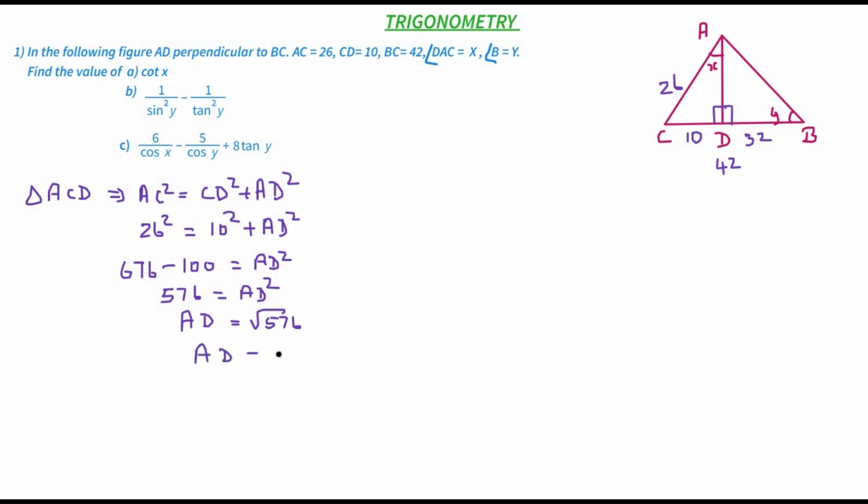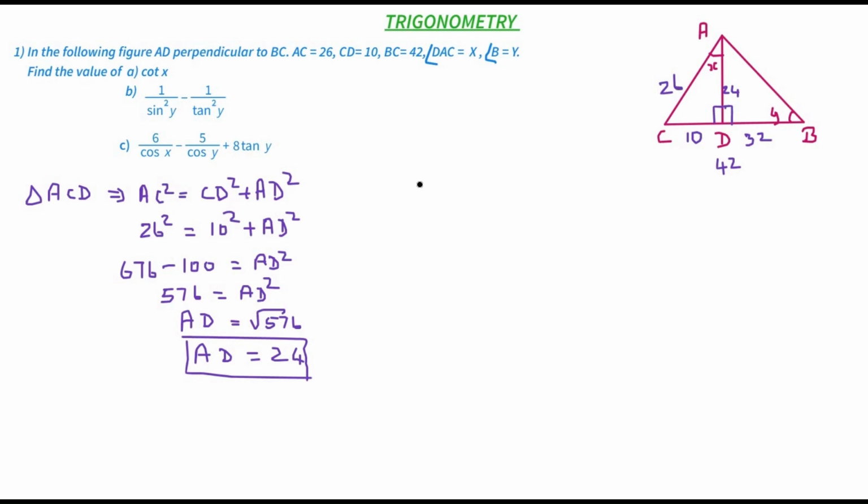Right, AD is equal to 24. Now we have got the value of AD. So let's write it here, 24. So now since we have got the value of AD, what else is remaining now? We have to find AB. So once we find it out for AB, we have all the sides given there, right?